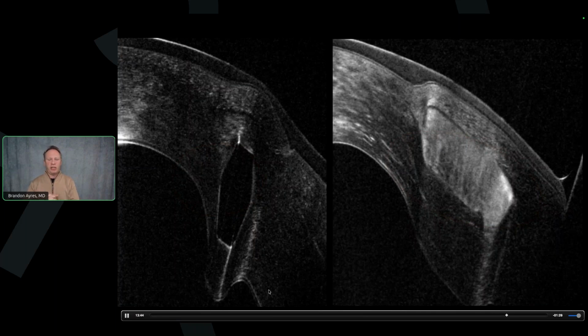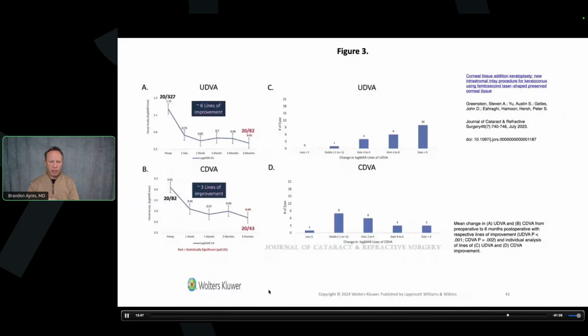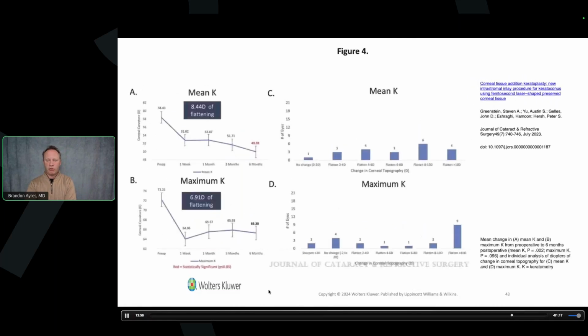And I'm really trying to work with Oculus to see if we can look at that epithelial remodeling. Again, this is just a repeat of some of the early studies looking at the improvement in uncorrected and best corrected vision over time with flattening of the maximum and mean K.